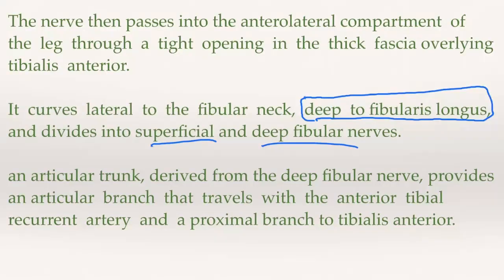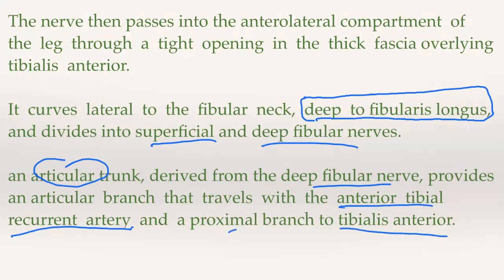We'll see that in a minute. An articular branch derived from the deep fibular nerve provides an articular branch that travels with the anterior tibial recurrent artery, and a proximal branch to the tibialis anterior.